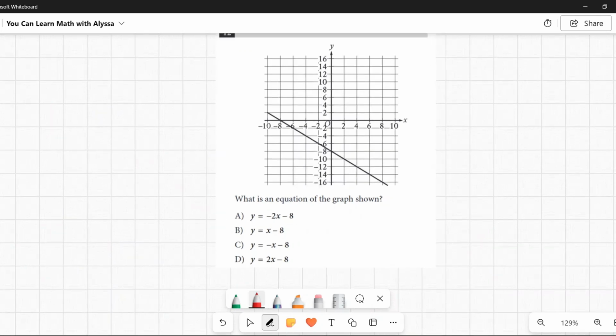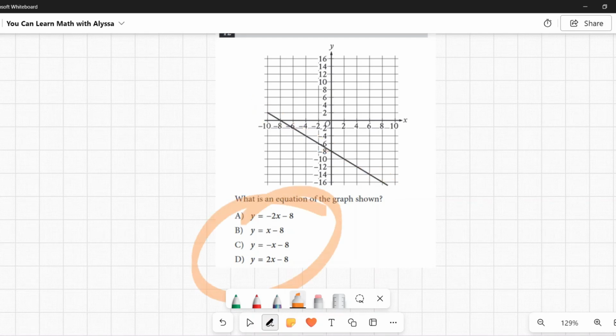12. What is an equation of the graph shown? This is pretty similar to our sort of line of best fit that happened a couple problems ago. They're just asking you to identify the slope and the y-intercept of this line, or a good approximate, and see which of these matches it.